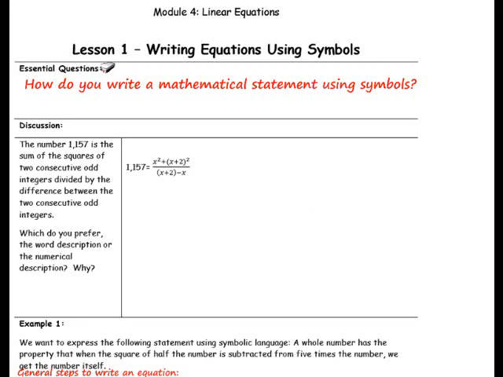This is Mrs. Appiah with Lesson 1 in Grade 8, Module 4, Linear Equations. Writing equations using symbols. Pause the video and copy our essential question. How do you write a mathematical statement using symbols?